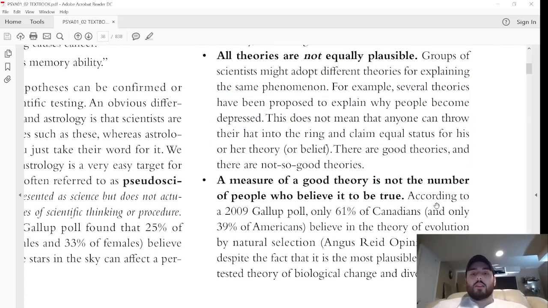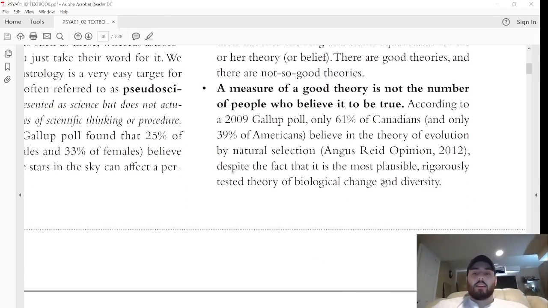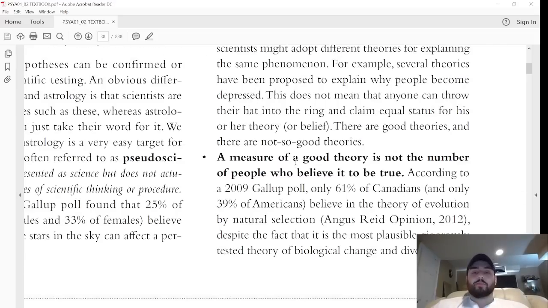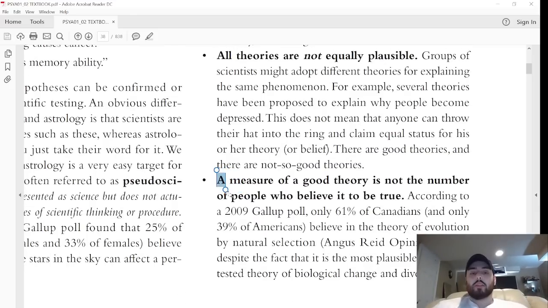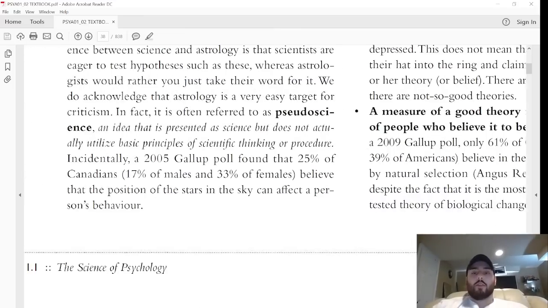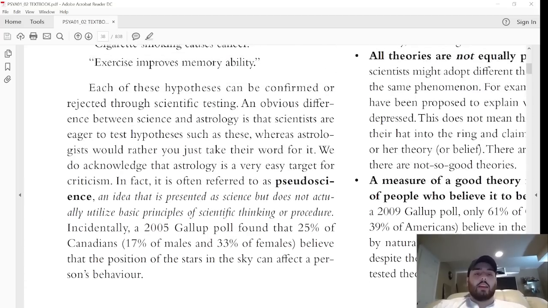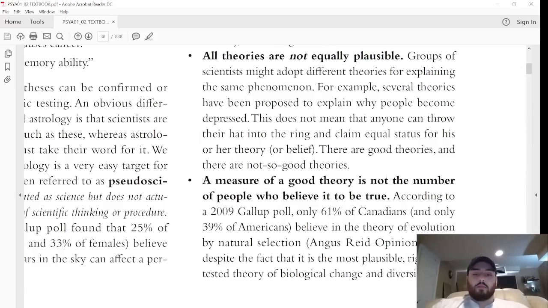So according to a 2009 Gallup poll, only 61% of Canadians and only 39% of Americans believe in the theory of evolution, despite the fact that it is the most plausible, rigorously tested theory of biological change and diversity, right? So that's another good example that in science we don't believe everything just because your friends or your mom or your uncle told you that it's correct, right? There is a way that we go about testing these things and making them falsifiable, right?